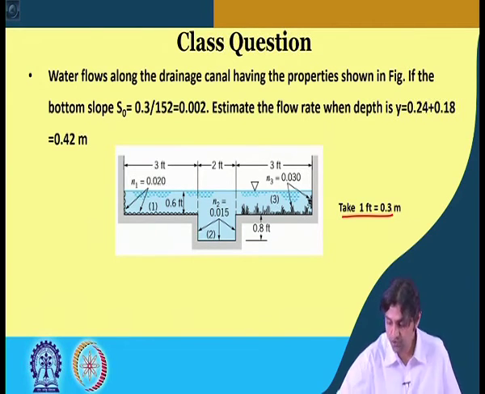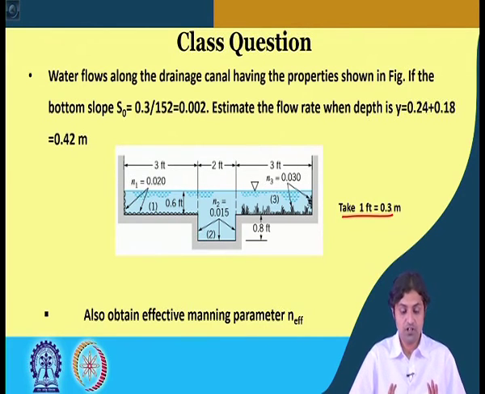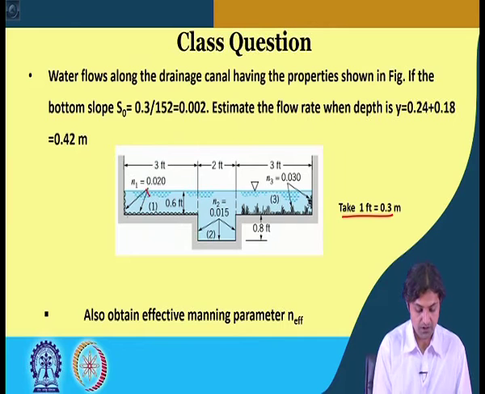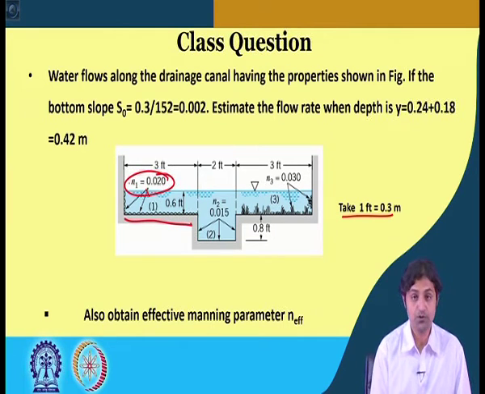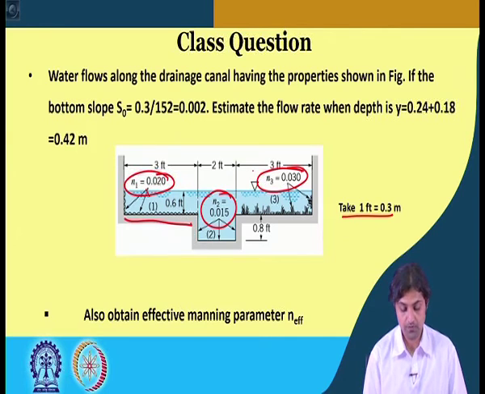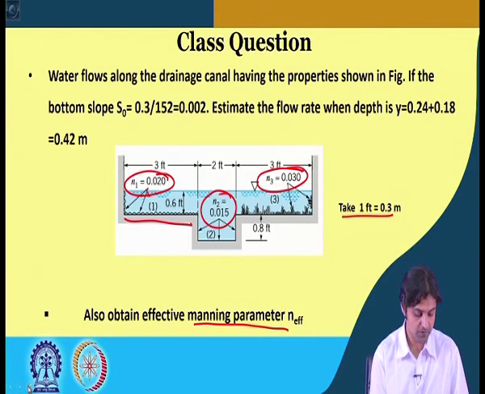So, how do we solve this? We also have to obtain an effective Manning parameter, because this channel is composed of 3 different N values. In this part the Manning's roughness is 0.020, in this one it is 0.015, and N3 is 0.030. So, we have to find an effective Manning parameter, N effective. All right, so how do we solve this problem? We will go step by step.